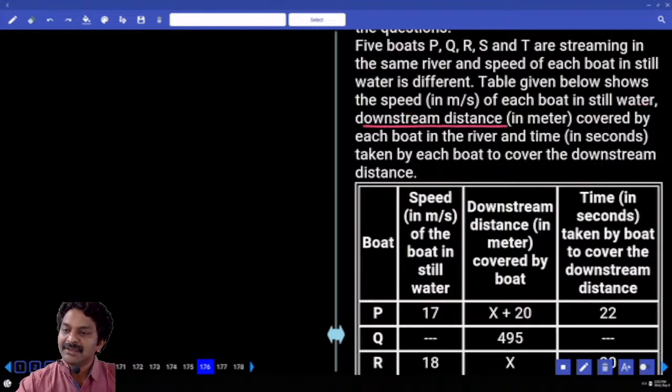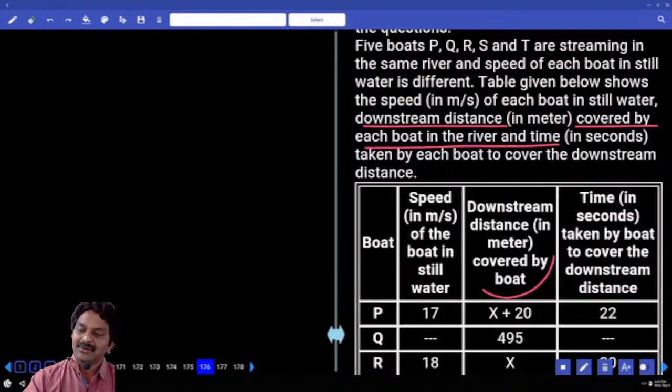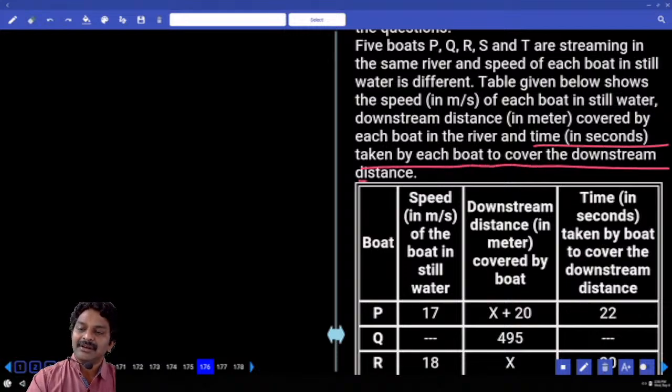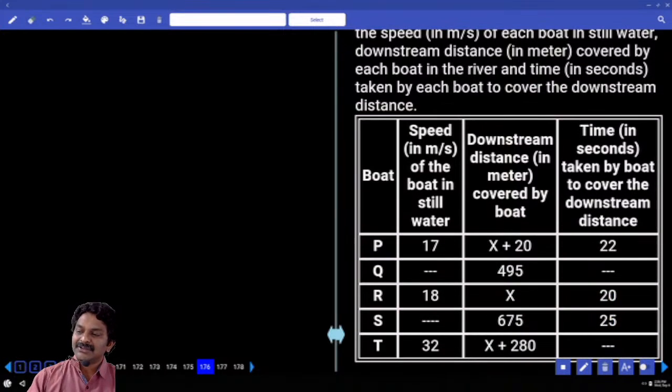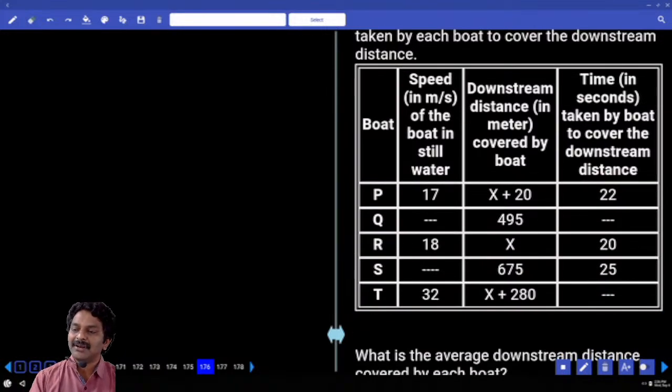Next, downstream distance covered by each boat in the river. Downstream distance, this is in meters, and the time taken by each boat to cover the downstream distance. Now, if you look at your entire table, there are 2 variables, right? 1 variable, but the second variable is also there. What is that? Speed of the stream.